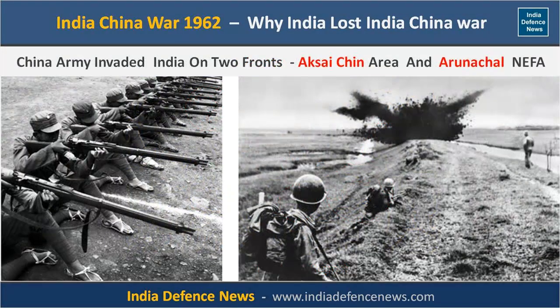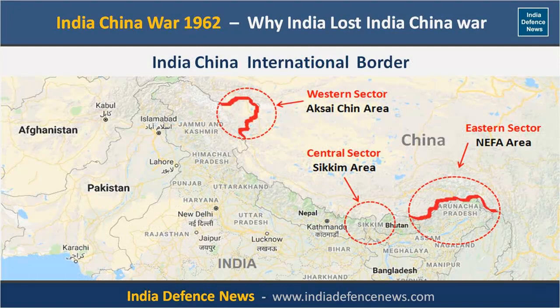On the 20th of October 1962, the Chinese army launched a surprise attack on the Indian border, and the first war between India and China had just begun. The Chinese forces launched attacks simultaneously on two fronts along the Indian border. On the western front, China invaded Aksai Chin, and on the eastern front, Chinese troops also crossed the McMahon Line and attacked the Indian troops.